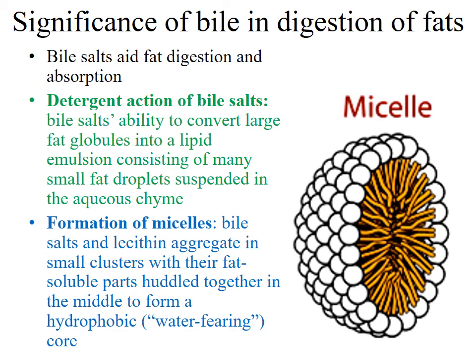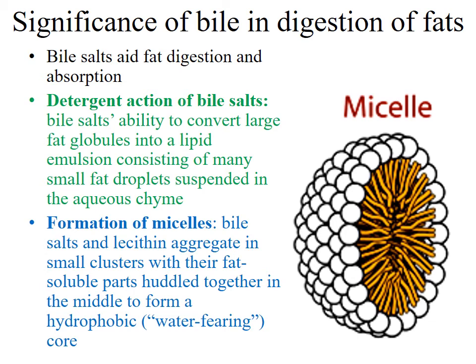Let us see the significance of bile in digestion of fat. Bile salts aid fat digestion and absorption. It is a kind of detergent action. That means larger fat droplets will be broken down into smaller fat droplets. That is the detergent action. When the particle size decreases, it will be easier for the enzymes to act.